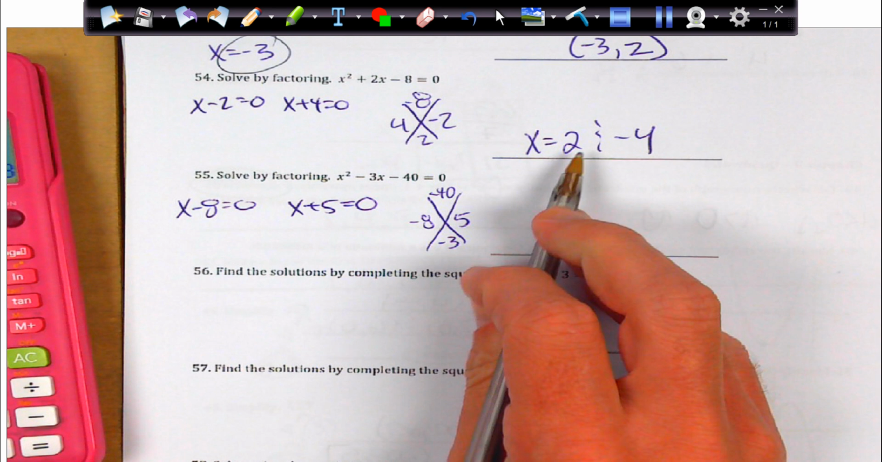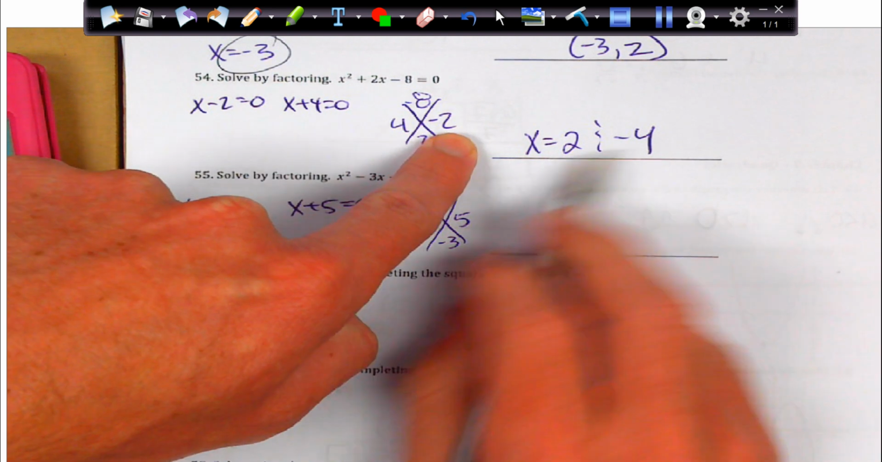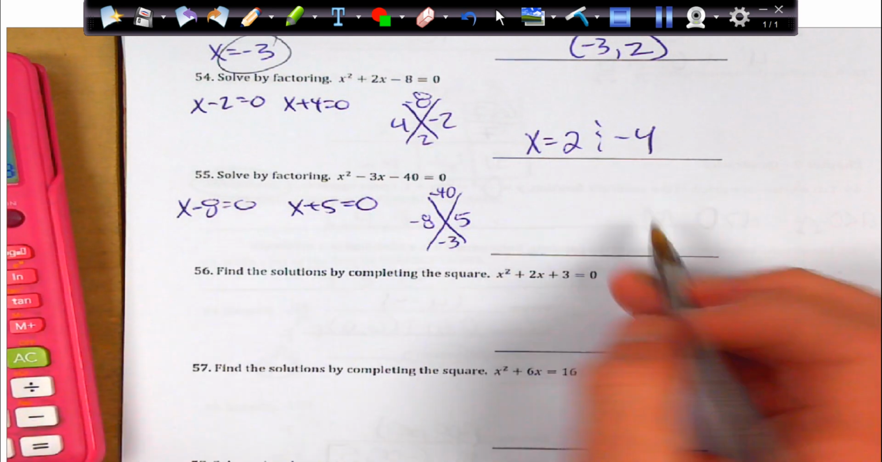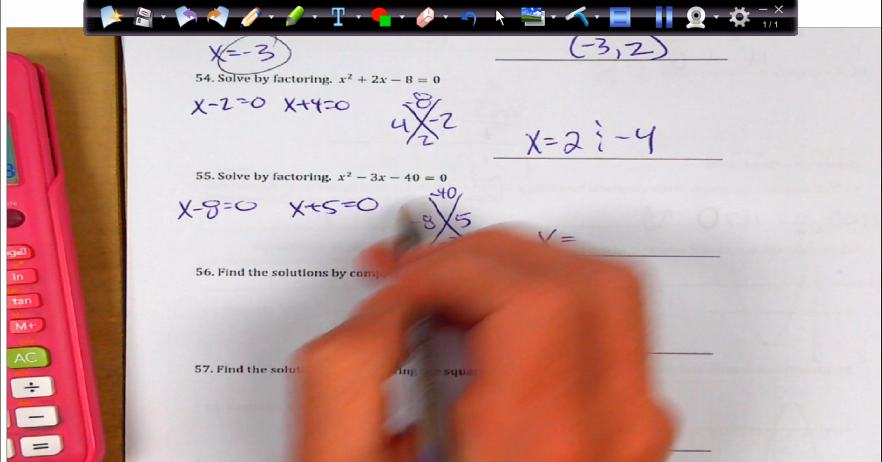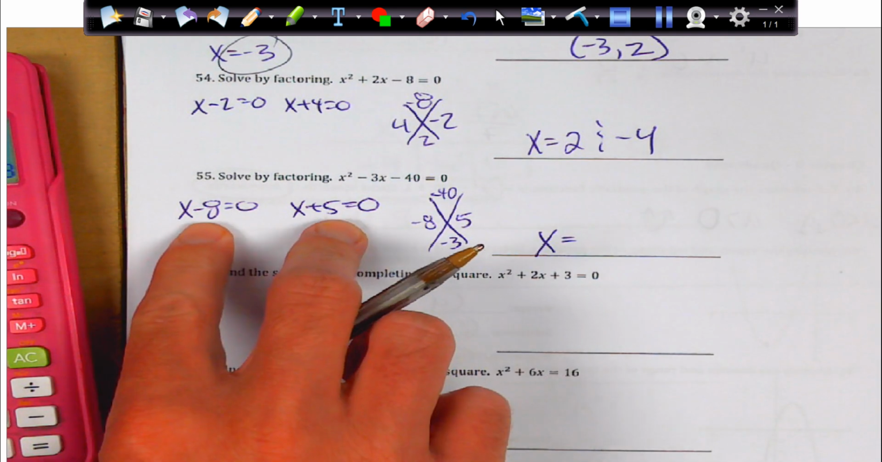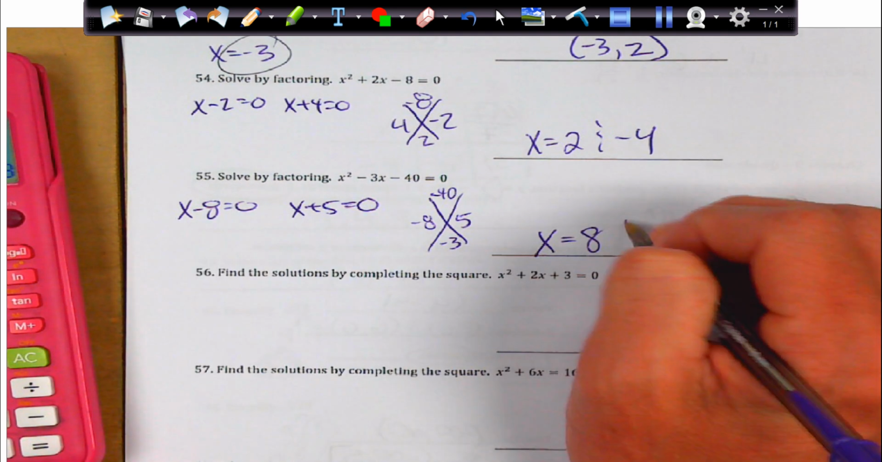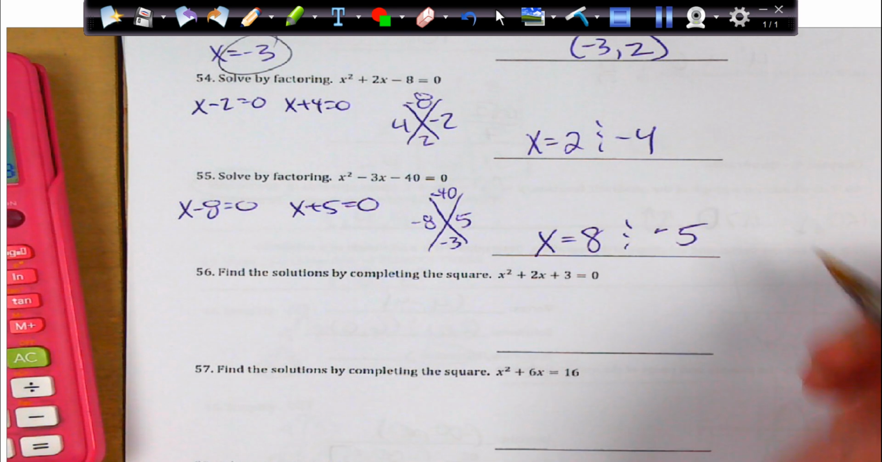Now if you notice here, we got 4 and negative 2, my answers were 2 and negative 4. So when it's the shortcut easy one, it's just the opposite of what you see. So negative 8 and 5, so my answers are 8 and negative 5.